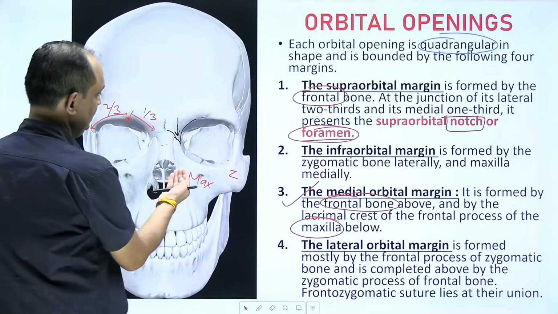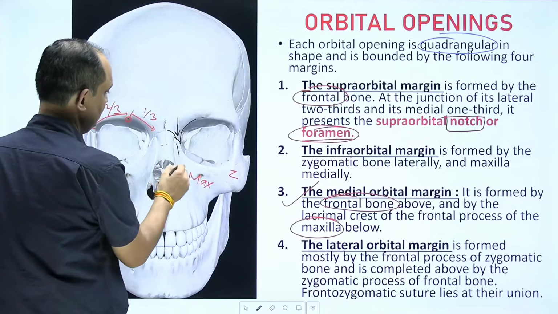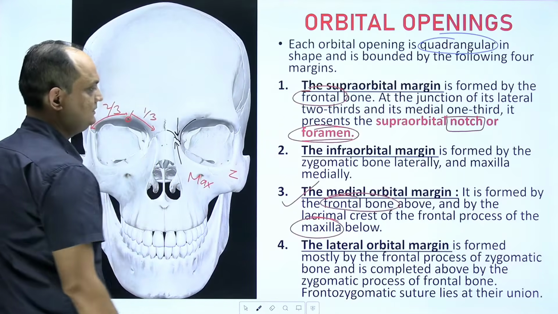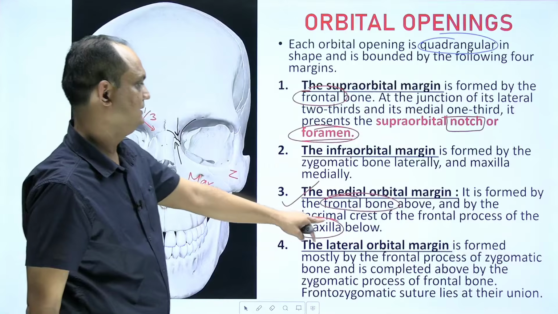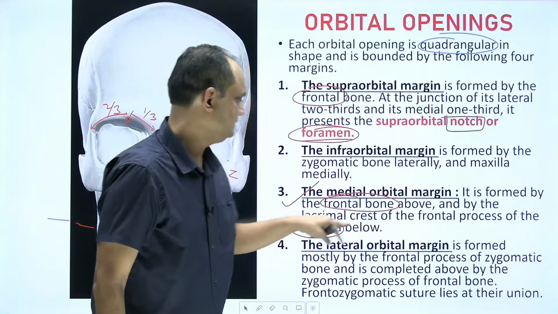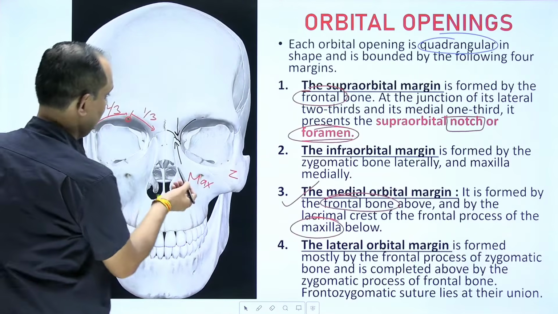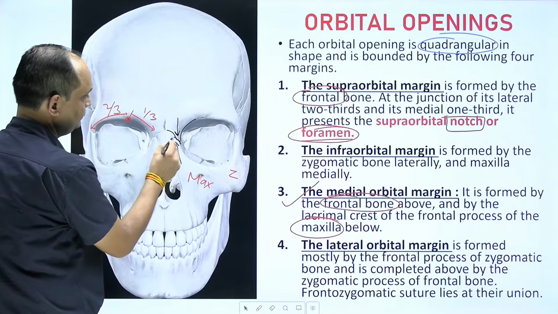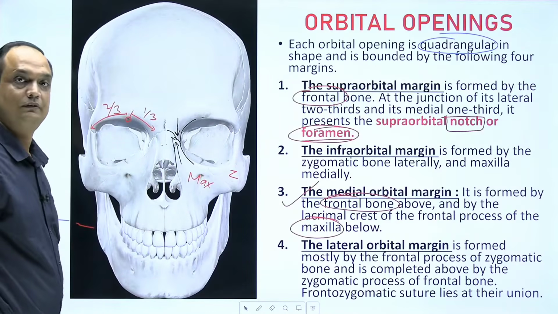Now this is going to make a joint with this part of your maxilla, and this part of the maxilla is known as frontal process of maxilla. So this is going to make a joint with the frontal bone. So this part of the maxilla is known as frontal process of maxilla.